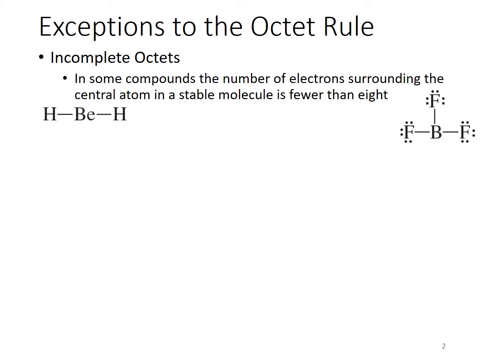So some exceptions, incomplete octets: we have some compounds where the total number of electrons surrounding that central atom needs to be fewer than 8. So beryllium is an example where it needs just 4. You're already familiar with hydrogen and helium, which need 2. It's called a duet. And then group 3A often is okay with just 6 valence electrons. So boron and aluminum are commonly just 6. Boron especially, very, very common that it would only have 6 valence electrons. So these would be the better Lewis dot structures for these compounds here.